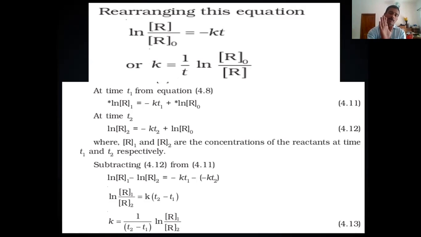So here, if you want to find out the rate constant, you should know the initial concentration and concentration after time t, that means concentration of R0 and concentration of R. Suppose initial concentration is not given. Instead of that, concentration at time t1 and concentration at time t2 are given. In such a case, can you derive an equation to find out rate constant? That is the question. Okay, we can try to find it out. At time t1 concentration is R1: ln R1 is equal to minus k t1 plus ln R0. At time t2, ln R2 is equal to minus k t2 plus ln R0. Simply it is substituted in the equation.